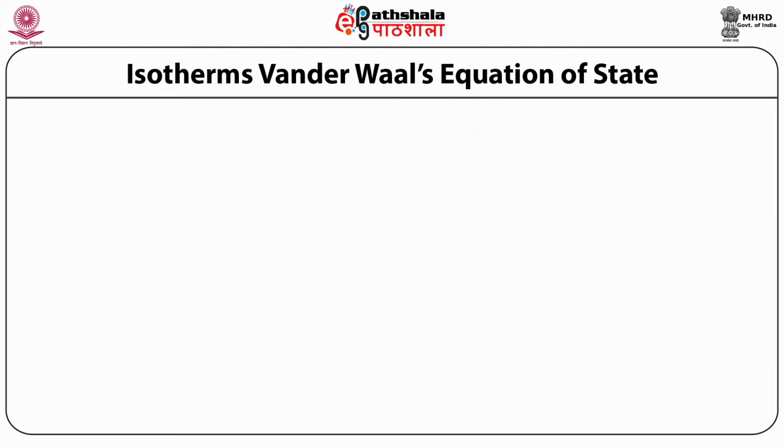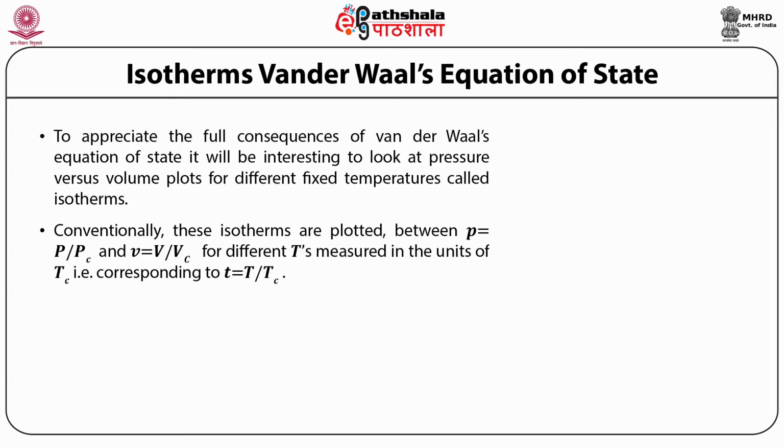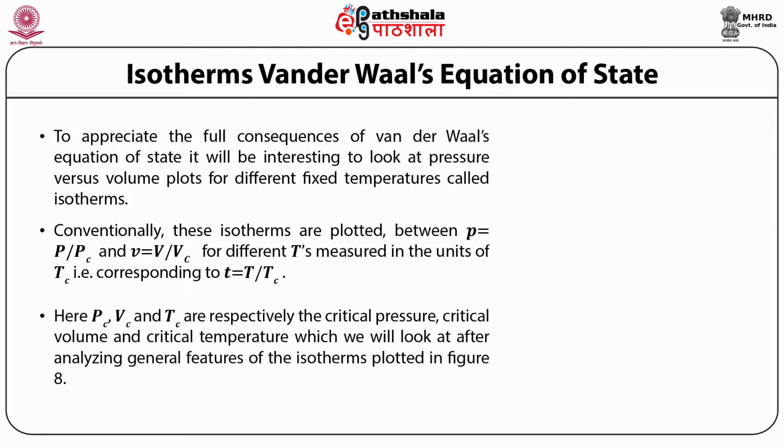Isotherms of van der Waals' equation of state. To appreciate the full consequences of van der Waals' equation of state, it will be interesting to look at pressure versus volume plots for different fixed temperatures called isotherms. Conventionally, these isotherms are plotted between small p, which is a ratio of P upon Pc, and small v, which is a ratio of V upon Vc, for different t's measured in the units of Tc, that is, corresponding to small t equal to T upon Tc. Here, capital Pc, capital Vc, and capital Tc are respectively the critical pressure, critical volume, and critical temperature, which we look at after analyzing general features of the isotherms plotted in figure 8.